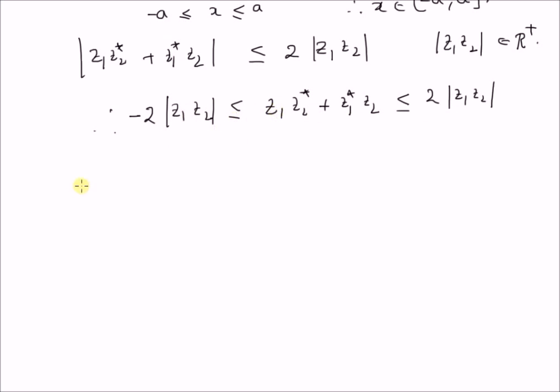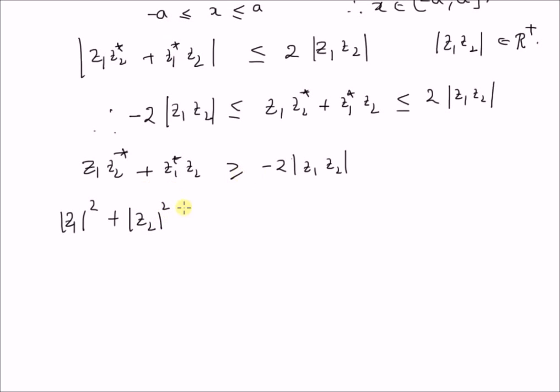Now starting with the left one, we can clearly see that z1 z2 conjugate plus z1 conjugate z2 is always greater than or equal to minus 2 times the absolute value of the product z1 z2. Now adding the terms |z1|² plus |z2|² on both sides, we get that the sum is greater than or equal to |z1|² plus |z2|² minus 2 times |z1 z2|.